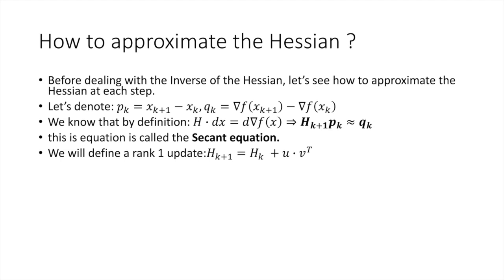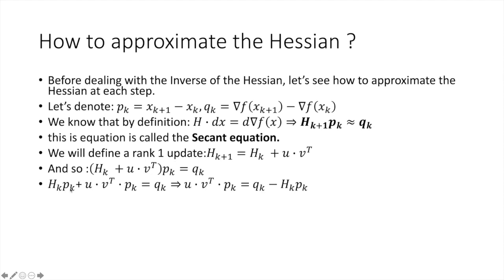We will define a rank 1 update, meaning hk plus 1 equals hk plus a rank 1 matrix that we will denote as u multiplied by v transpose, for some vectors we are not yet familiar with. And so, plugging this into the equation, we know that hk plus u multiplied by v transpose, times pk, equals qk. Let's open up this equation. So we get hk multiplied by pk plus u multiplied by v transpose pk equals qk. So let's move this to this side and we get u multiplied by v transpose pk equals qk minus hk pk.